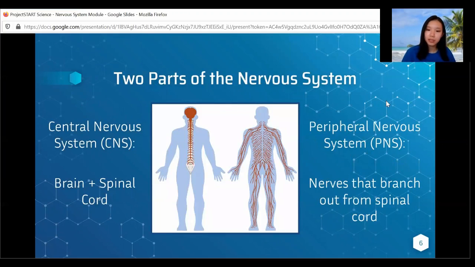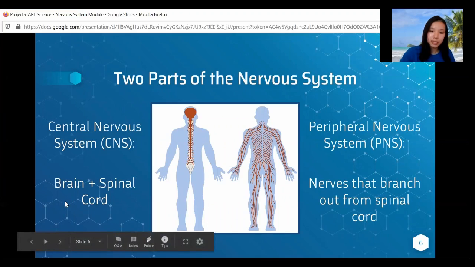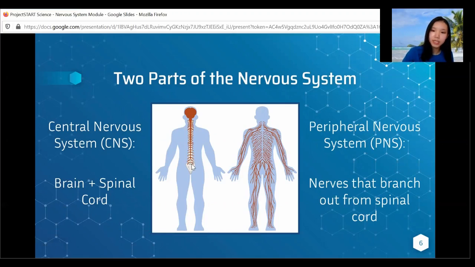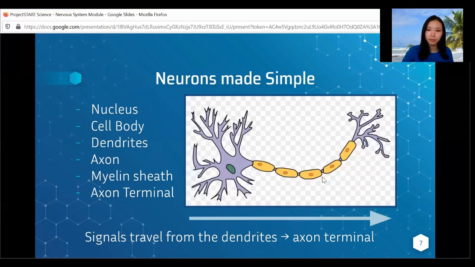So there are two parts of the nervous system. There is the central nervous system, the CNS, which is composed of the brain and the spinal cord on the left. And on the right, we have the peripheral nervous system, or the PNS, which is the nerves that branch out from the spinal cord. So neurons are a very specialized cell. They are the foundation of the nervous system. So to simplify it, we're going to break it down to each individual component.